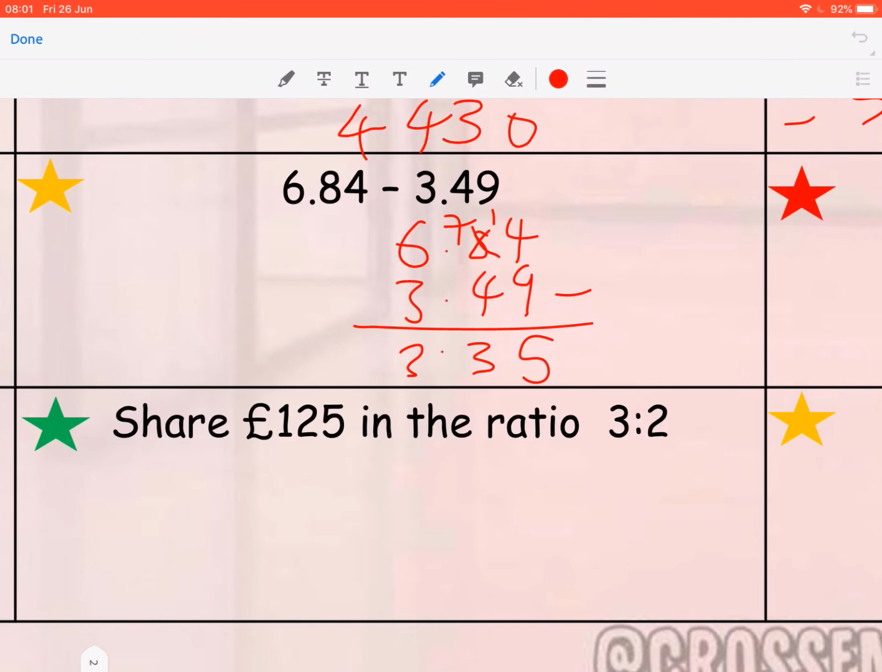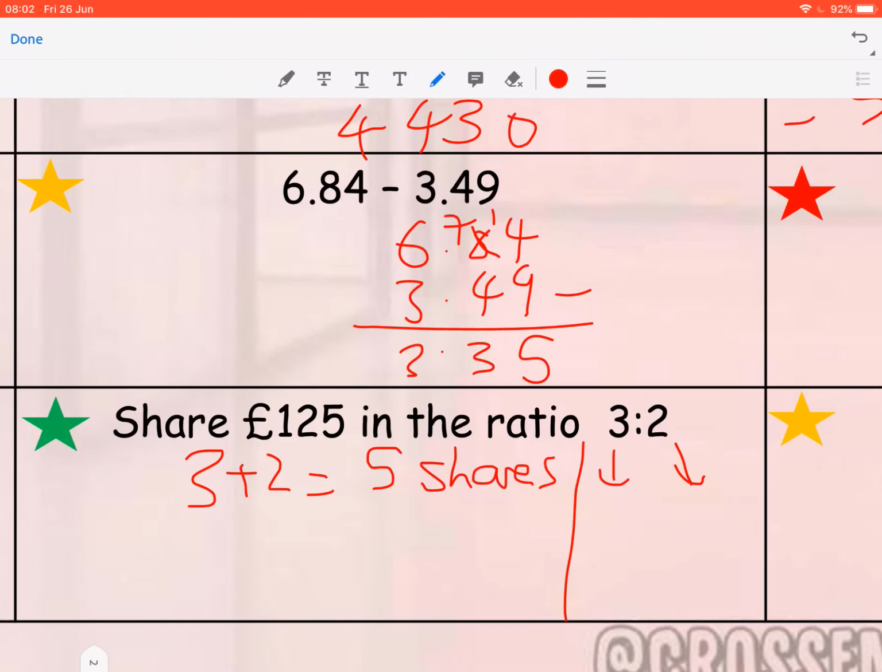Share £125 in the ratio 3 to 2. Okay, one side's getting 3, the other side's getting 2. I added my shares first. 3 plus 2 is 5 shares altogether. £125 is the amount of money I'm talking about. I divide that by the 5 shares equally. I get £25 per share.